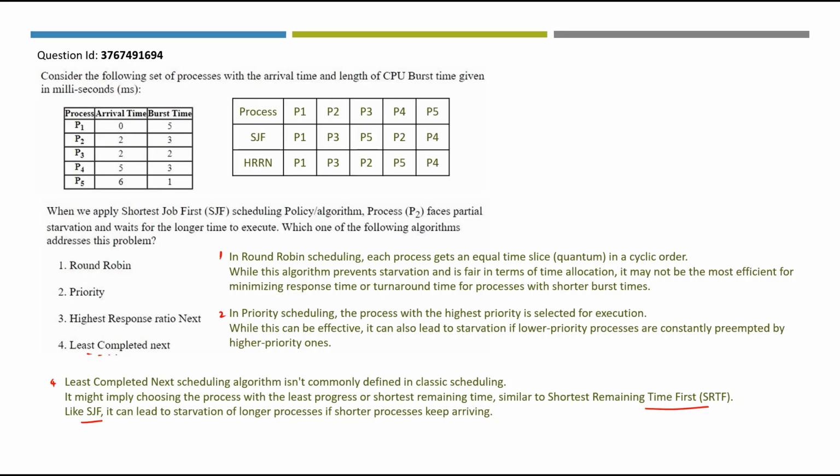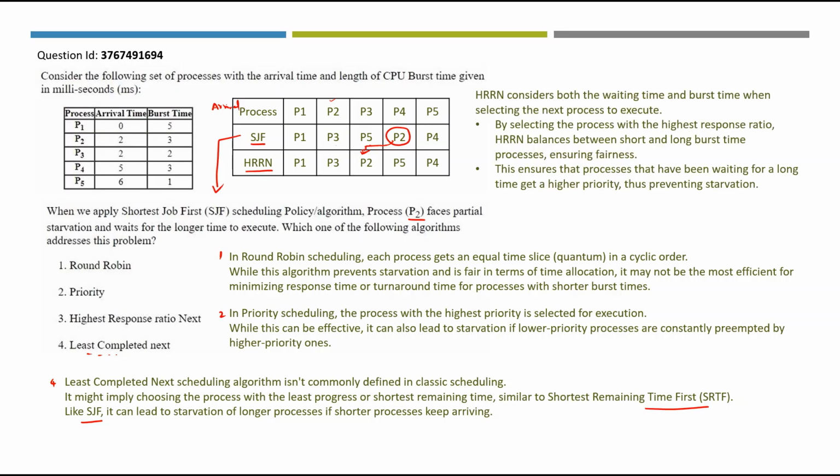So let's see the P2 process in SJF and the P2 process in highest response ratio next algorithm. This is the order of arrival. As they say, it faces partial starvation. Actually, it should have started second, but it is starting fourth is what they say in SJF. This is the situation explained in the question. This algorithm is actually moving the P2 process from the fourth slot to the third slot. So HRRN algorithm will address this problem.